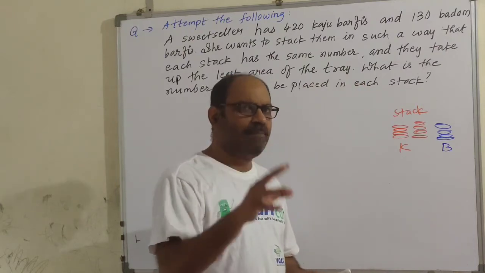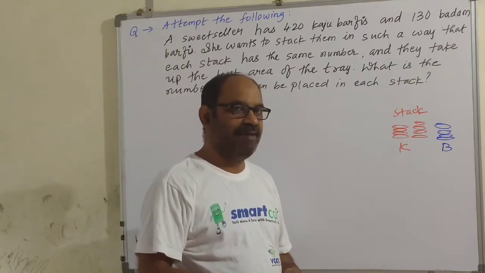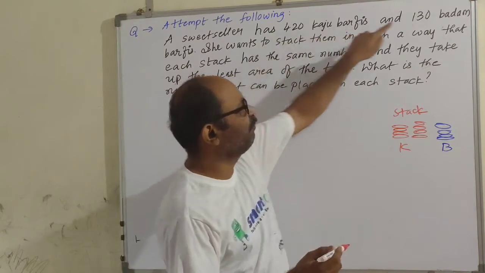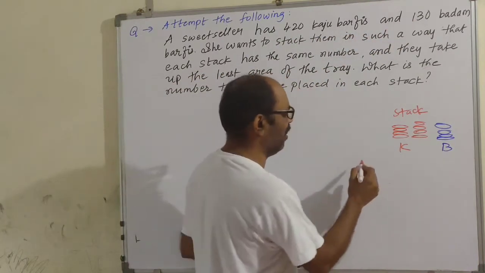So, what are the possible ways of grouping them? What are the possible ways of stacking them? That will be the common factors of 420 and 130. Let's try to understand first.